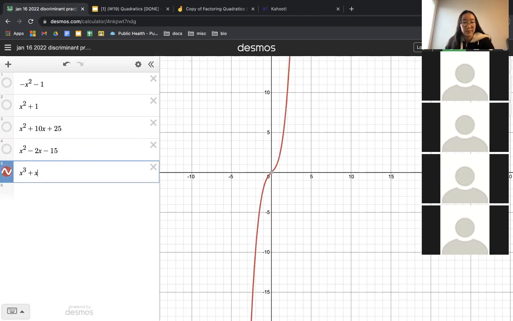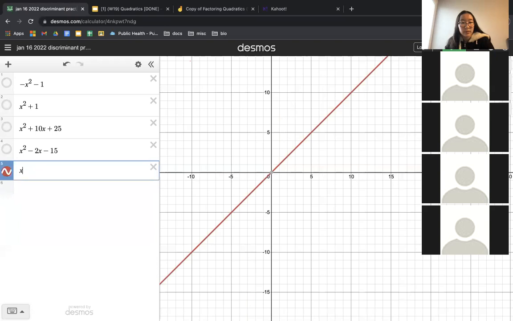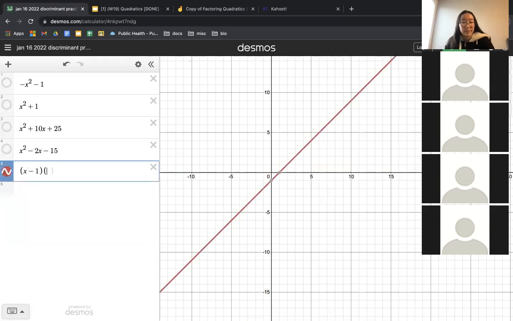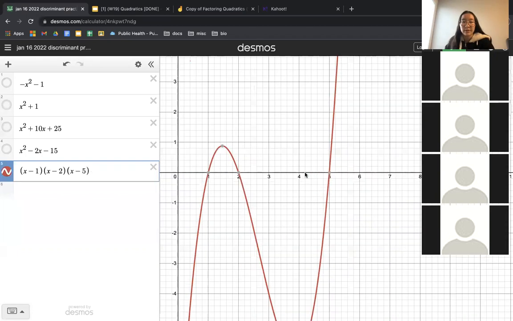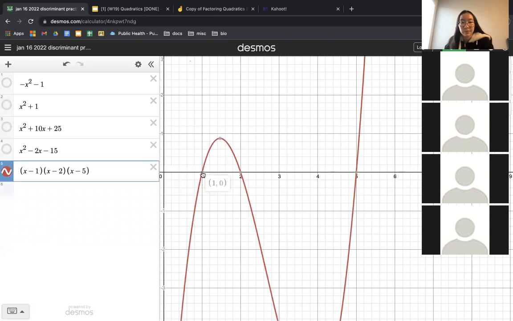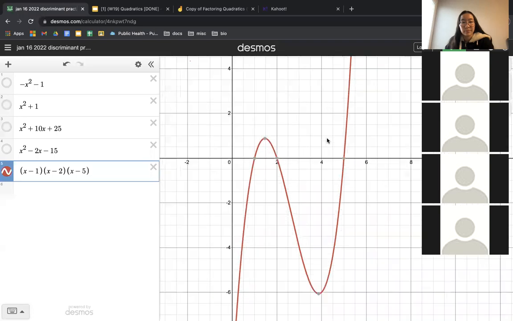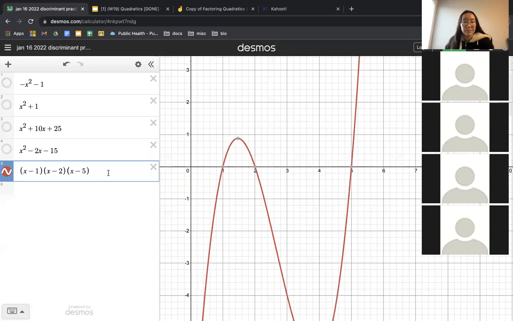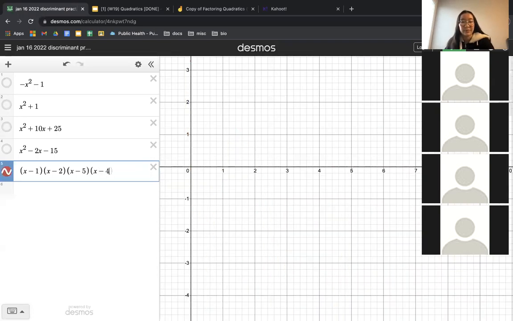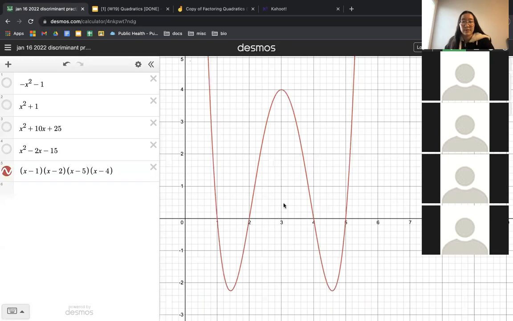Hang on. Okay, wait. Let's make a cubic function real quick. This is in factored form. So you can see here there's going to be 3 roots at 1, at 2, and at 5. Okay, cool. And you can add more. This would be a quartic function. So it has 4 roots.